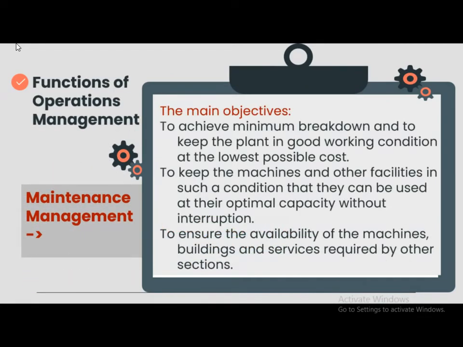The main objectives of maintenance management are to achieve minimum breakdown and to keep the plant in good working condition at lowest possible cost, to keep the machines and other equipments and facilities in such a condition that they can use at the optimal capacity without interruptions, and to ensure the availability of machines and equipments, buildings and services required by other sections.